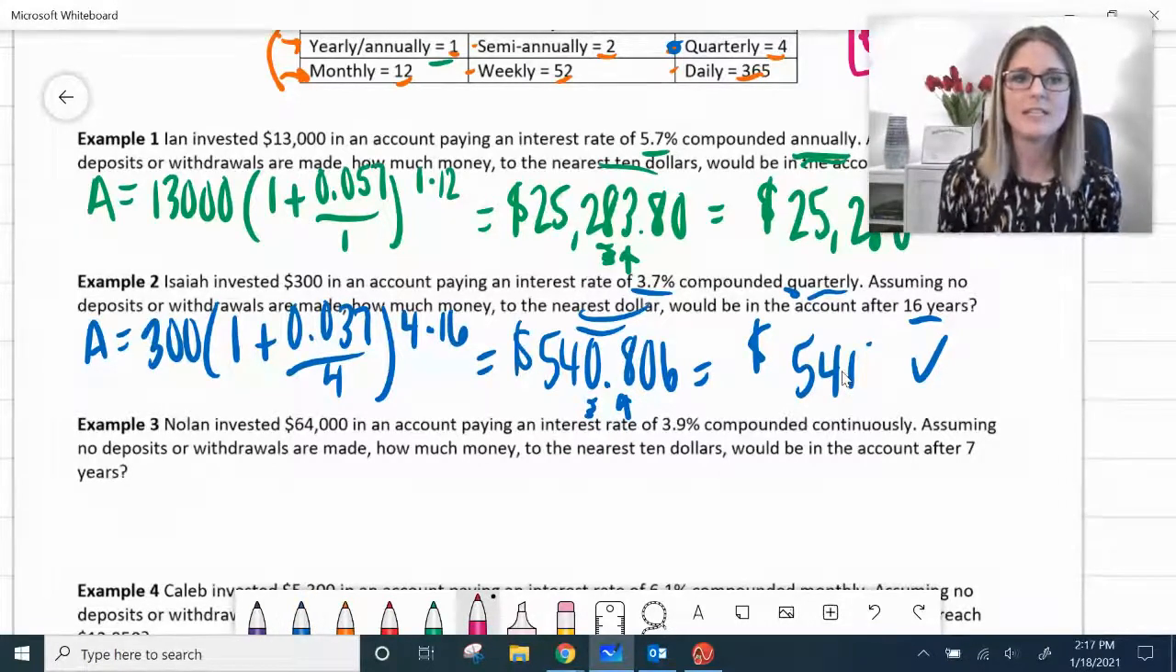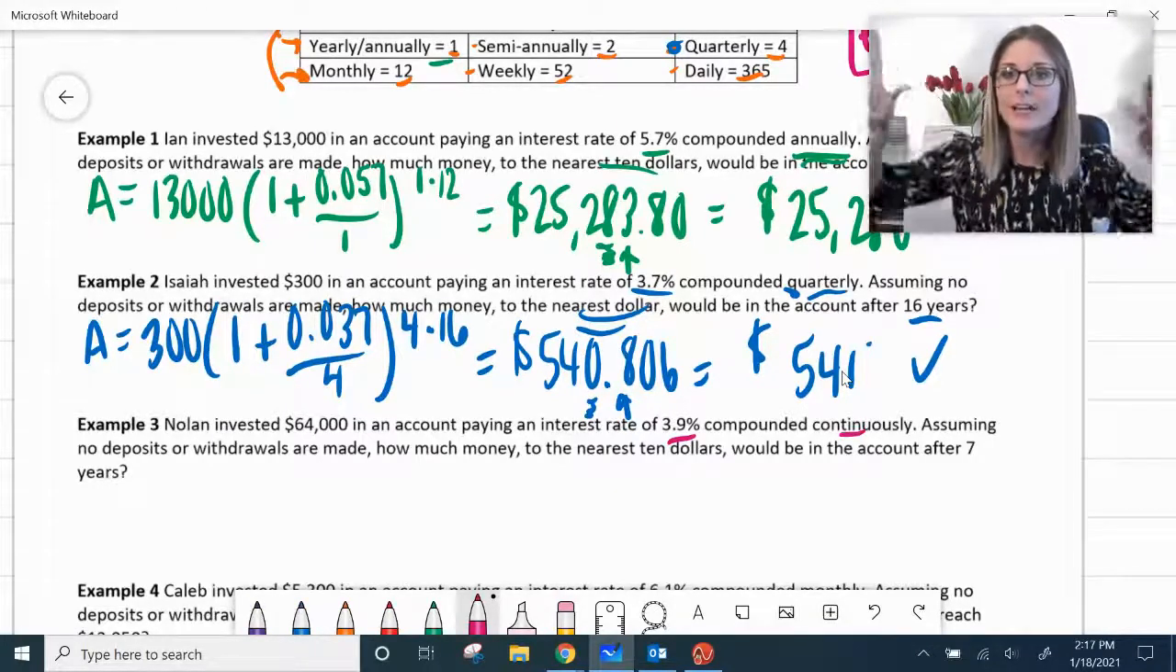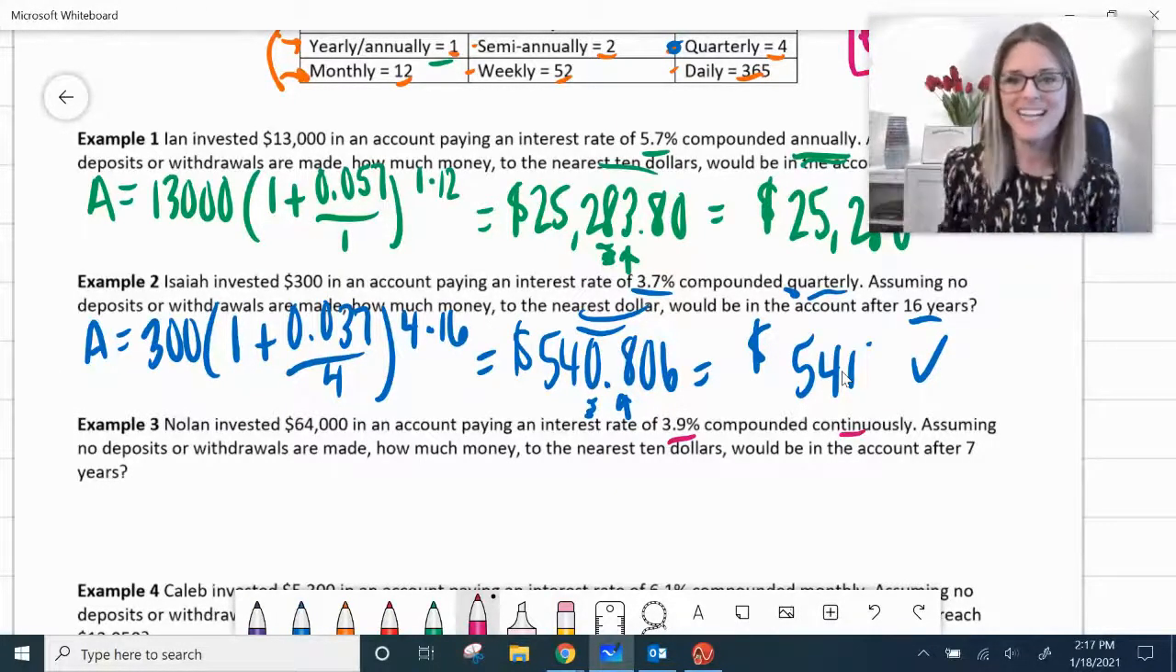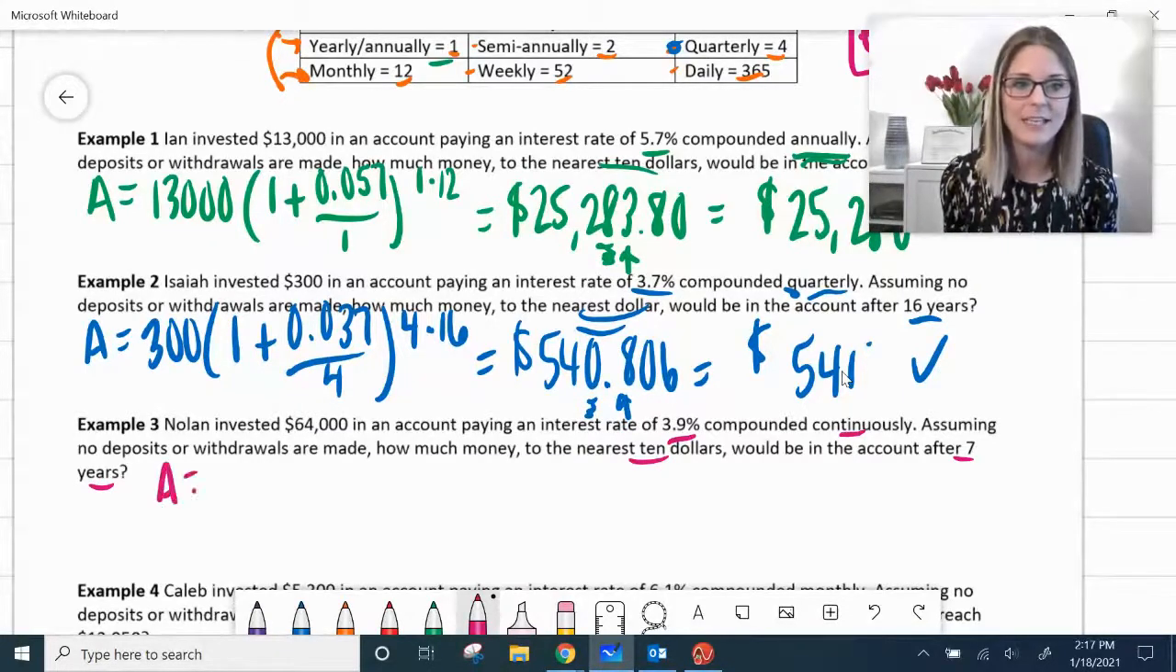Number 3, Nolan invested $64,000 in an account paying an interest rate of 3.9% compounded continuously. Red alert, continuously. Assuming no deposits or withdrawals are made, how much money to the nearest $10 would be in the account after 7 years? What did I say? Continuously, red alert. Okay, so that is our compounded continuously formula. That A equals P times E raised to the RT, PERT, the PERT formula.